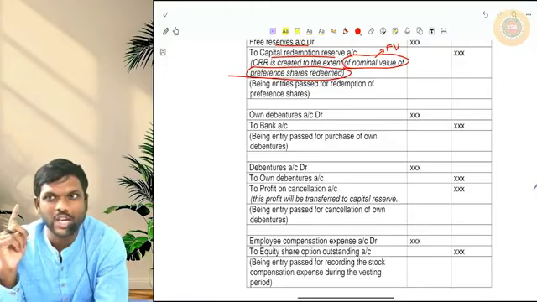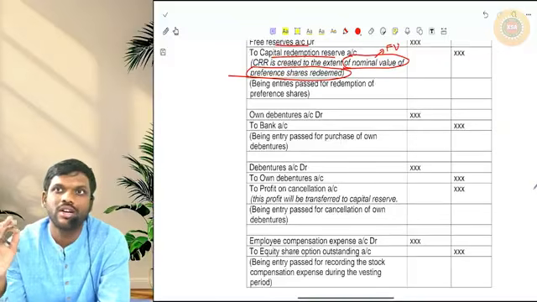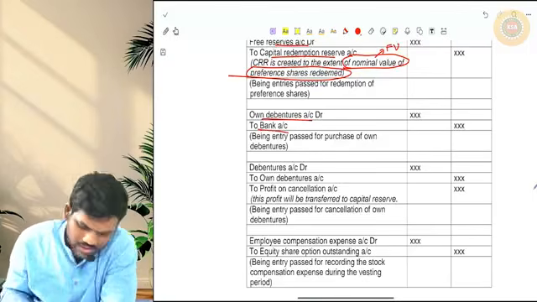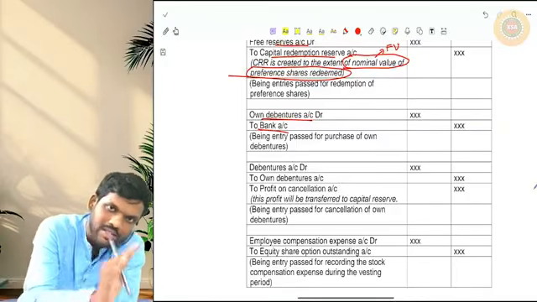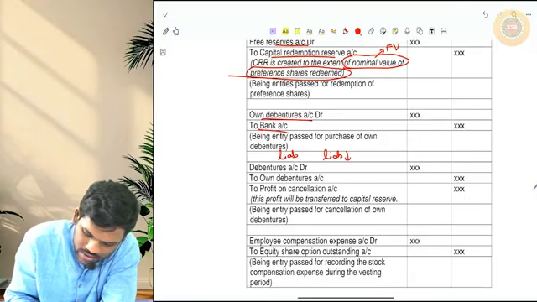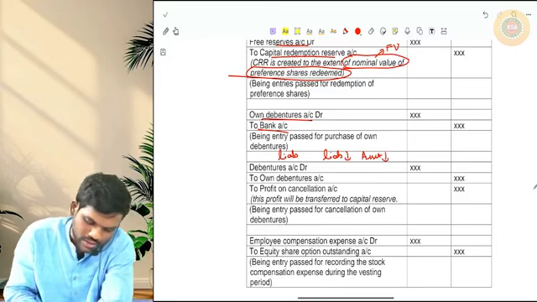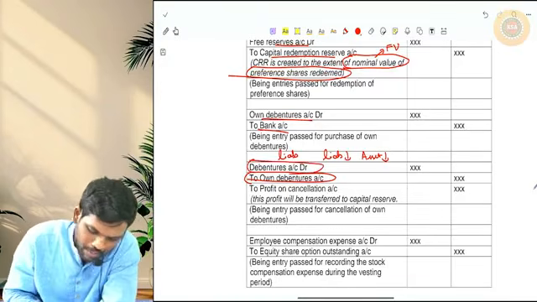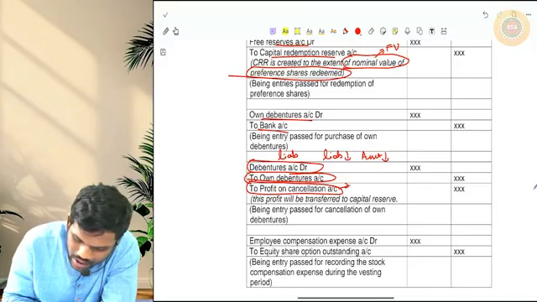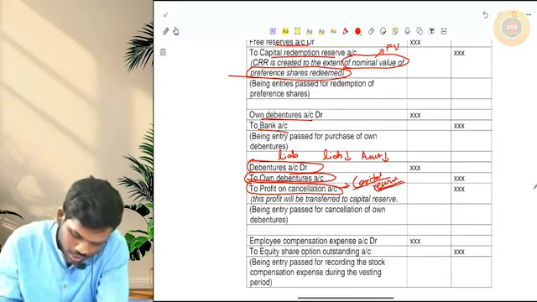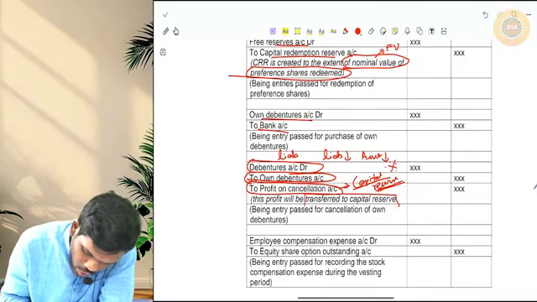Two more, we will be done with this. We need to know journal entries for own debentures and journal entries for ESOP. Journal entry when you purchase own debentures will be own debentures account debit to bank. And once these own debentures are cancelled against your actual debenture liability, your liability reduces, and your asset, which is your own debenture, also reduces. So own debenture credit, and debenture account debit. And if there is any profit, this will be called profit on cancellation. Remember, this profit on cancellation should be taken to capital reserve. Remember this carefully. I have mentioned that in the notes as well.